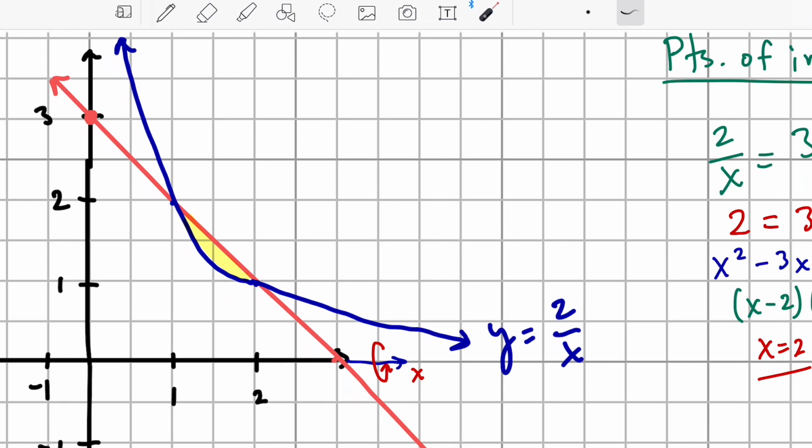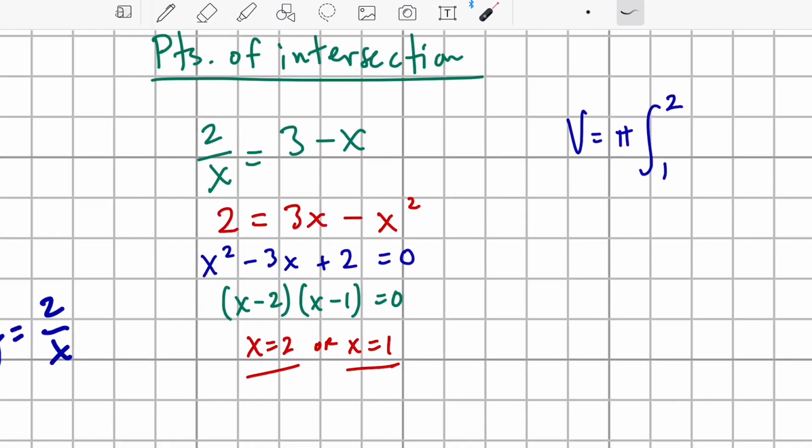And you want to find that distance. To find the distance, you subtract. So it seems to me like this red line is furthest away from the axis of rotation, top minus bottom. So that means your function minus 0, because the axis of rotation is the x-axis, which is y equals 0. So again, the function that is furthest away from the axis of rotation will be the function minus 0. Remember that.